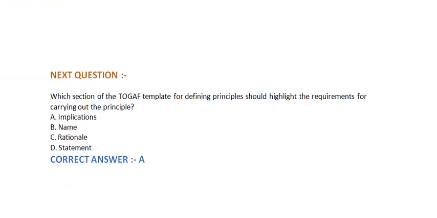Next question is, which section of the TOGAF template for defining principles should highlight the requirements for carrying out the principle? Option A, implications. Option B, name. Option C, rationale. And option D, statement. The correct answer is option A.